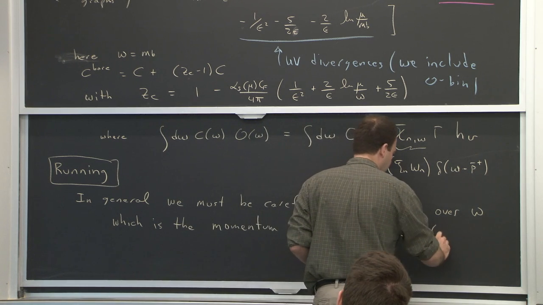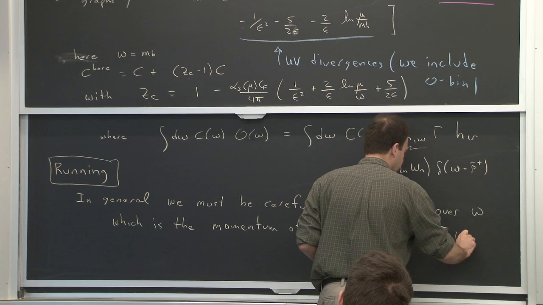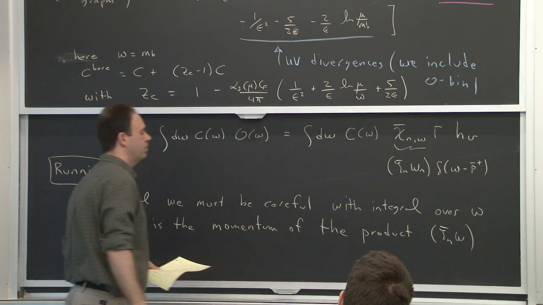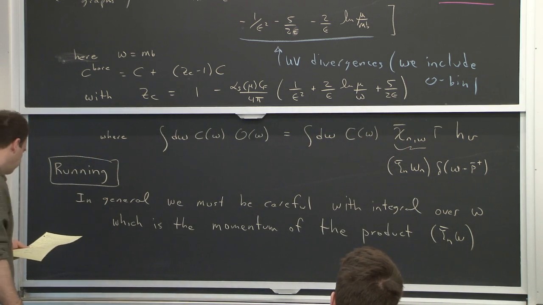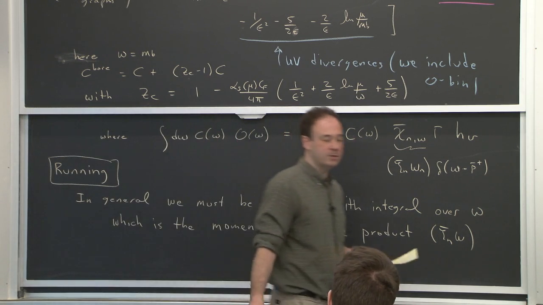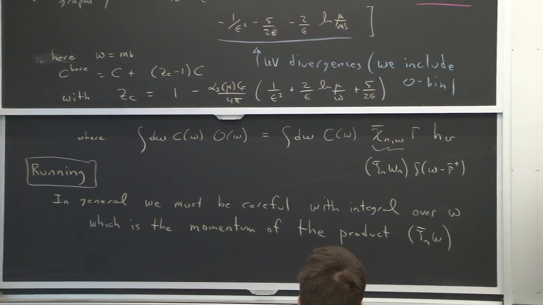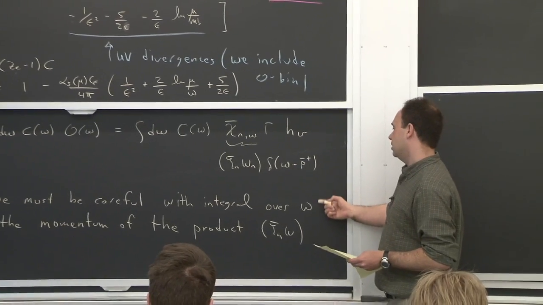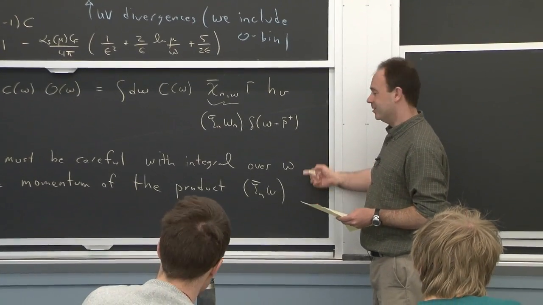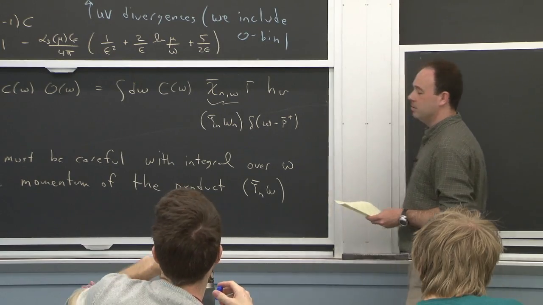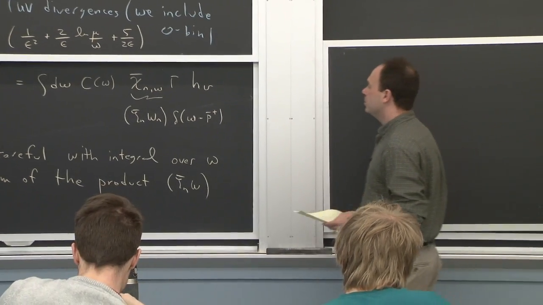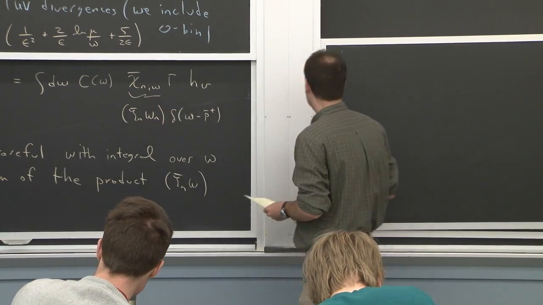So that delta function is picking out the total momentum of the product of the quark field times the Wilson line. And in our example, it's fixed by external kinematics. I'll come back to this and show you in a minute that not in every example is it fixed by external kinematics. But our example is special because the integral actually doesn't play an important role.